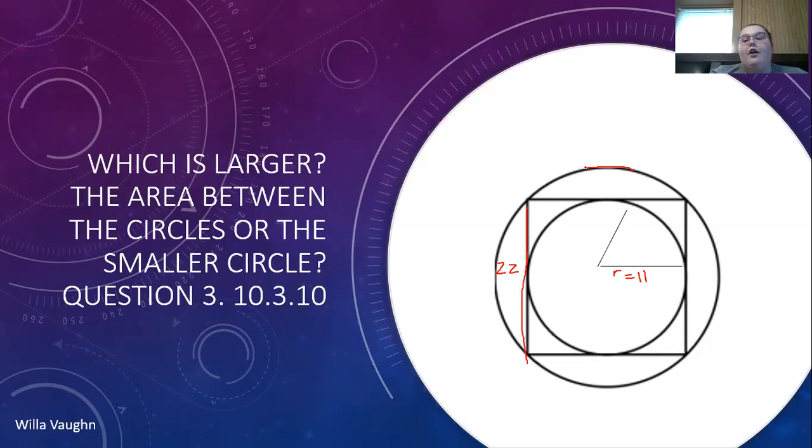So to know which is bigger, you're going to subtract those. You're going to subtract 242 pi units squared minus 121 pi units squared. And then you're going to get 121 pi units squared again. So because you're going to get the same answer, it means that the region's area is going to be the same size. So neither one is larger than the other because they're going to equal each other.